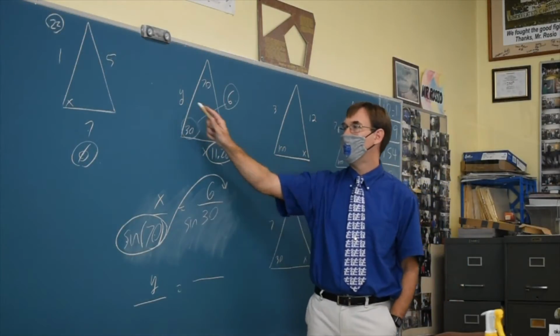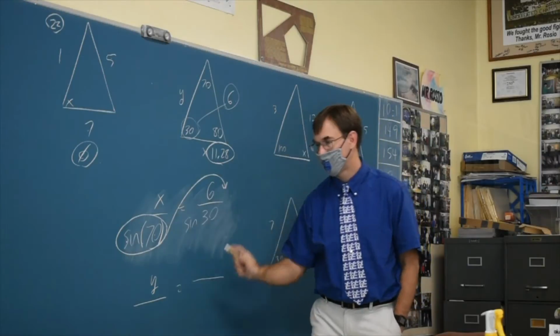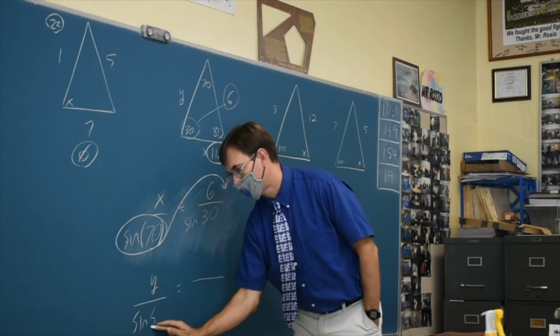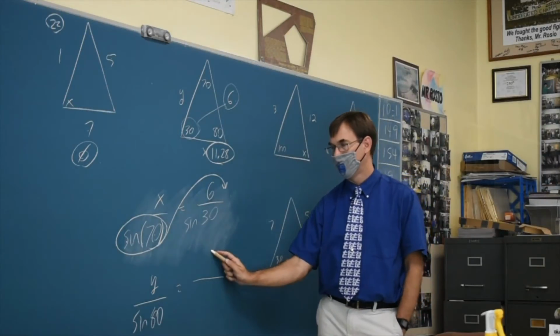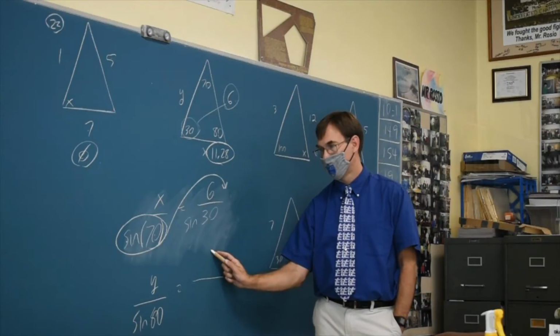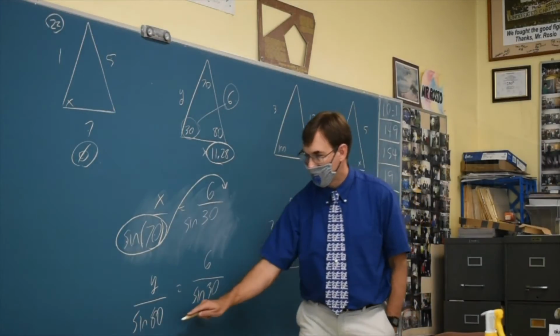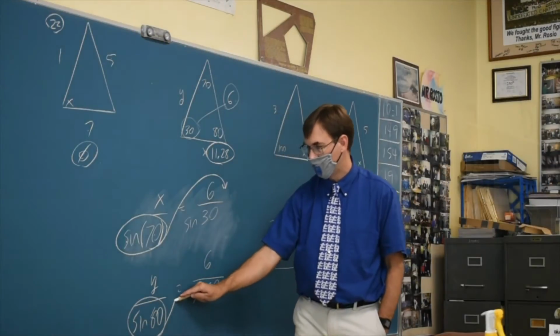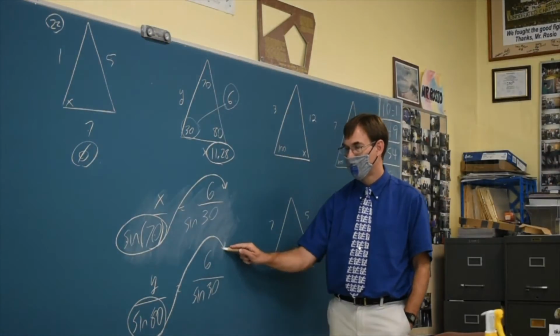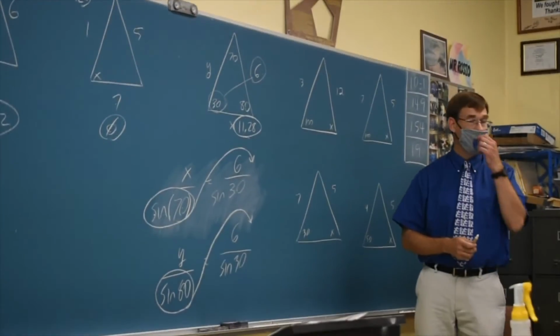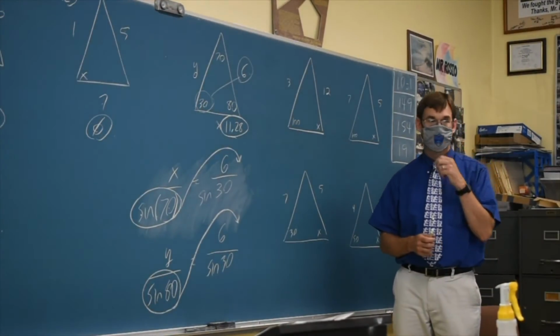So I go y on top of sine 80, equaling 6 over sine 30. And like last time, this just has to go 5 to 6.